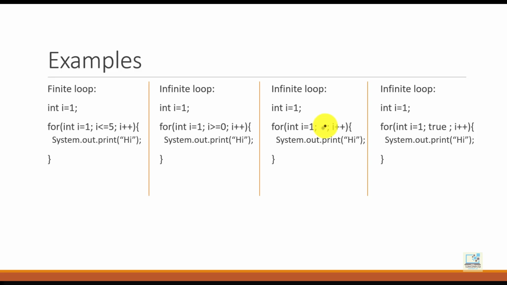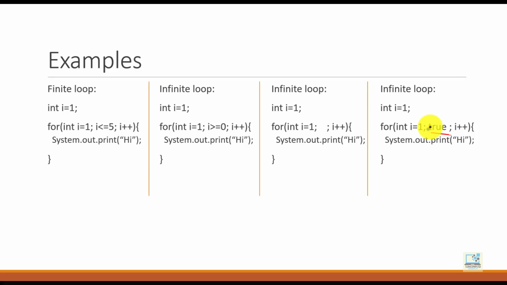Okay, so it will keep on executing and i will keep increasing and there is no condition check, so the loop is going to run forever. Okay, similarly in this example also, in the place of condition I have written true. So when you put true in the condition part, the condition is true. It's considered like that.